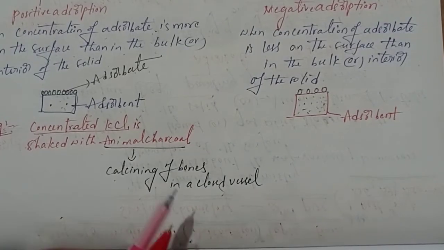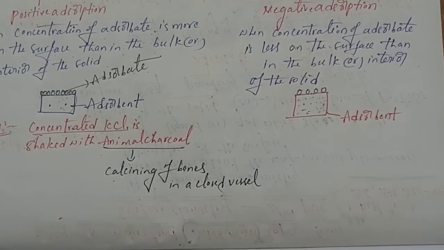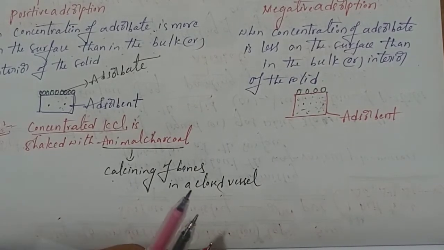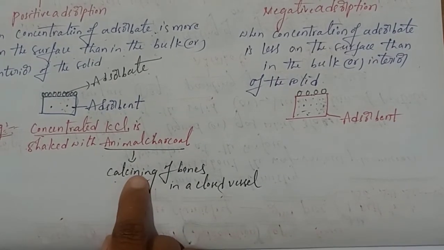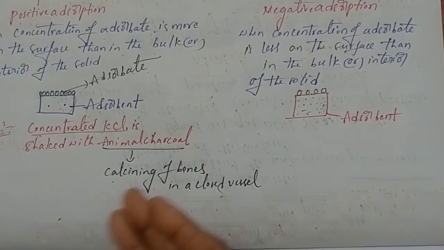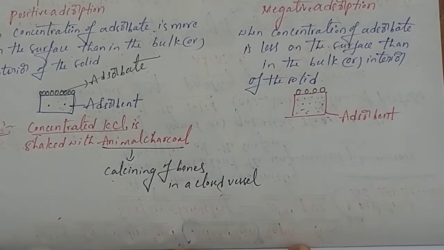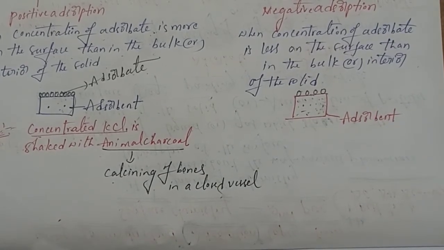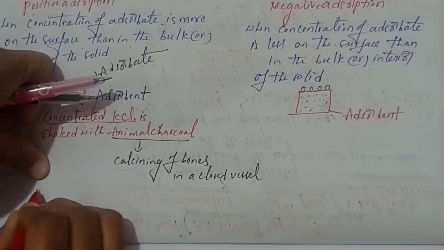What is calcining, students? Calcination is nothing but a process of heating of ore. Are you following? It is a process of heating of ore below its melting point in a limited supply of air. Are you understanding? That means it is a heating process, students. By heating the bones in a closed vessel below its melting point in a limited supply of air. Understanding? What is calcination, students?